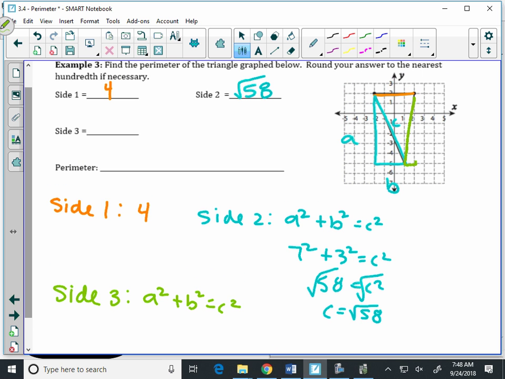Here's my green side, make my right triangle, make my A, make that my B. When we count to get our A, I get 1, 2, 3, 4, 5, 6, 7 squared. When we count to get my B, I only get 1. So it's 7 squared plus 1 squared. And what do we get when we do 7 squared plus 1 squared? Diego, what do we get? 50.